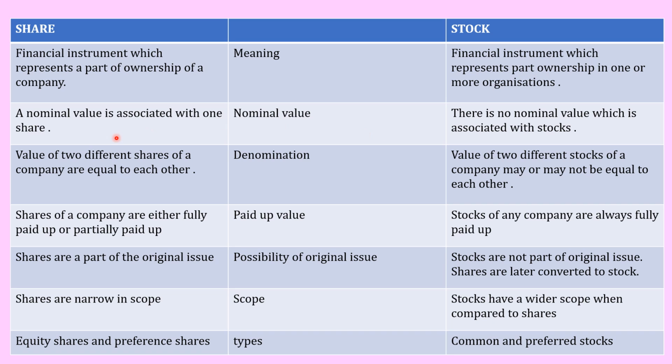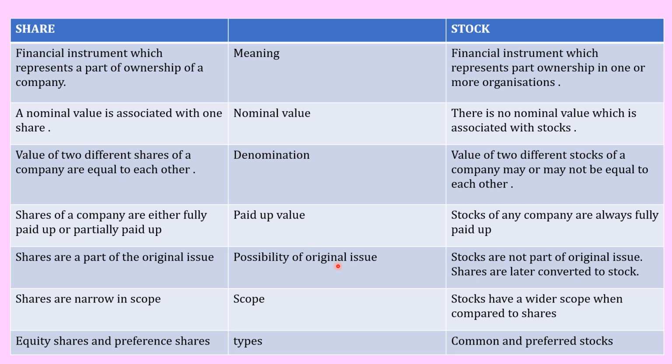Nominal value: one nominal value is definitely associated with one share, and there is no nominal value associated with stocks. Denomination: the value of two different shares of a company are equal to each other, and the value of two different stocks of a company may or may not be equal to each other. Paid up value: shares of a company are either fully paid up or partly paid up. Both these situations can arise. And stock of a company is always 100% fully paid up.